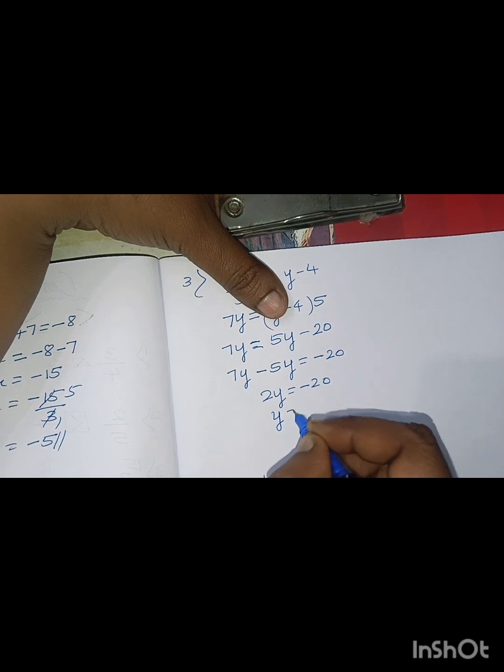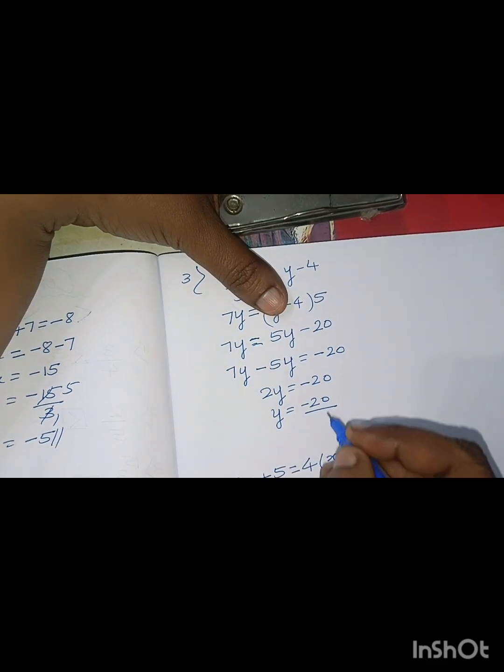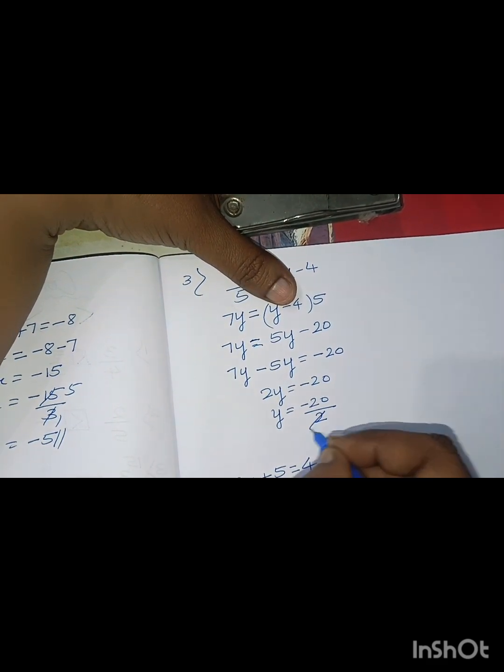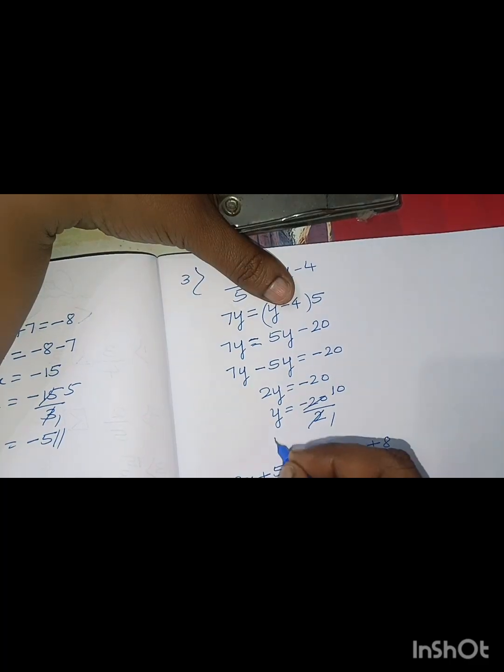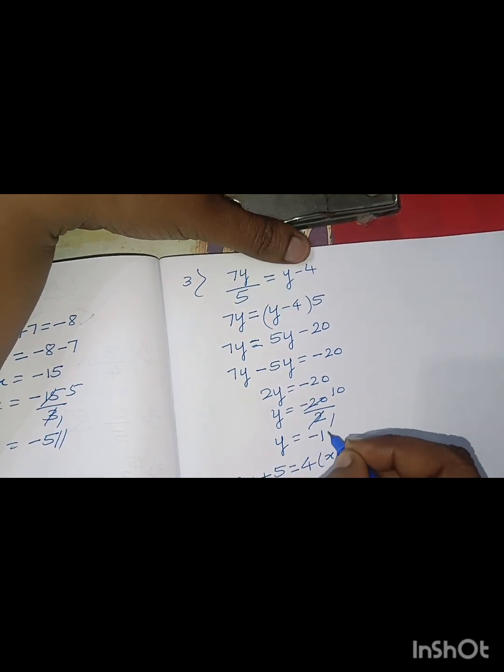Now transpose 2 and it will become divided by 2. 2 ones are 2, 2 tens are 20. y equals minus 10.